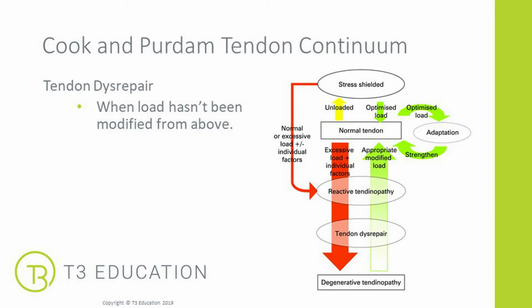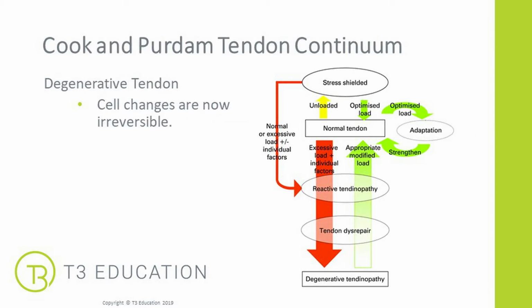to a normal tendon. And the final phase in the continuum is the degenerative tendon. Now, this is where the load hasn't been modified and the cell changes that have occurred within the tendon are now irreversible. Research has found through imaging that there is a lot less collagen in a degenerative tendon than a normal, reactive, or a tendon that's in disrepair.